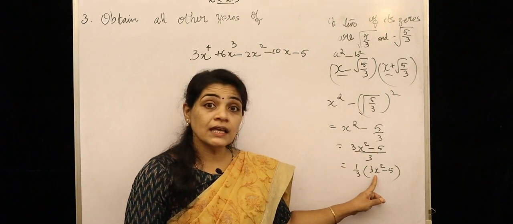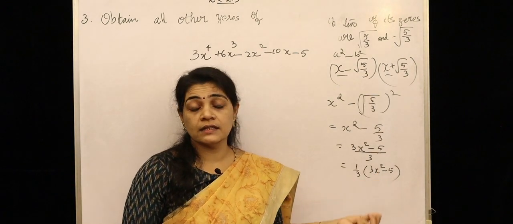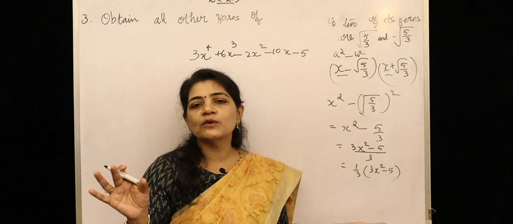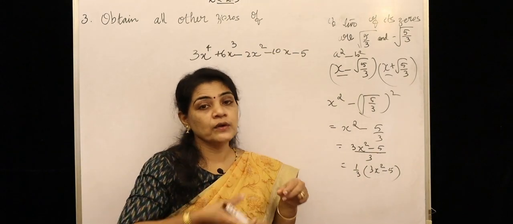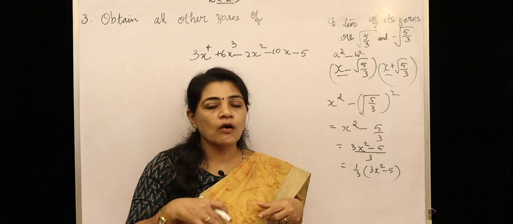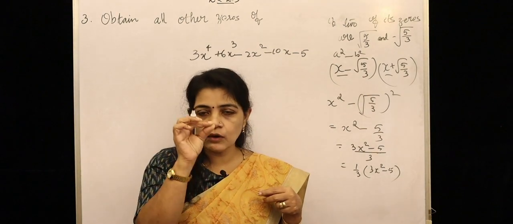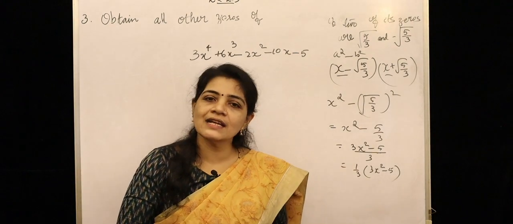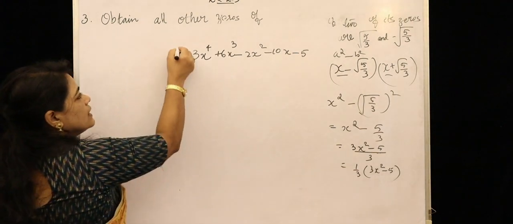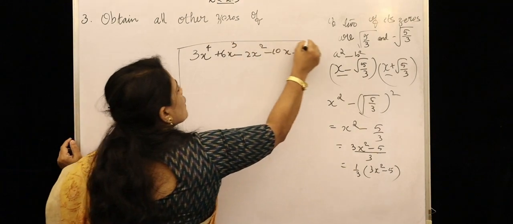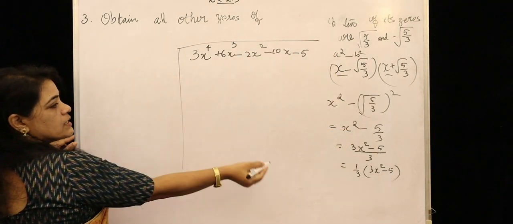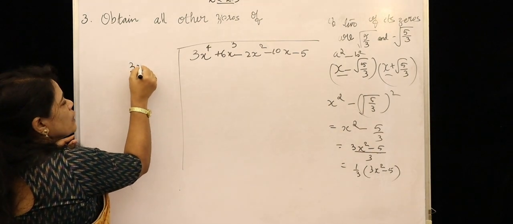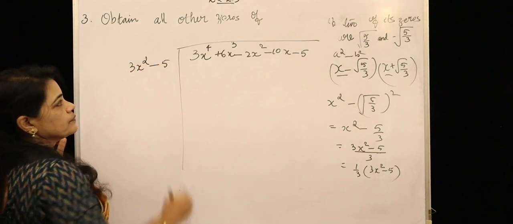And see this one, 3x square minus 5, this is a quadratic polynomial, and the x term is not there. But while we are doing the division, that place should be there. We should write down the terms in the correct places to avoid unnecessary mistakes. Okay, let us start the division. We are dividing this given polynomial with the product of their zeros, which we got as 3x square minus 5.